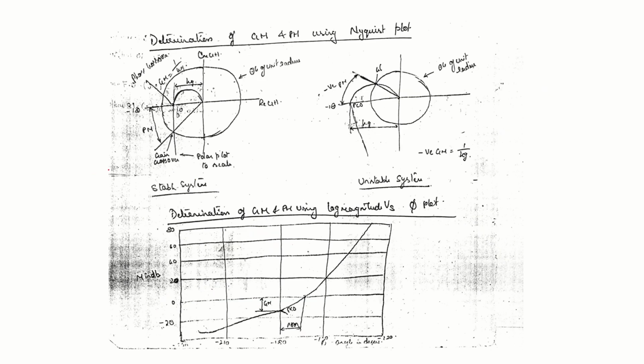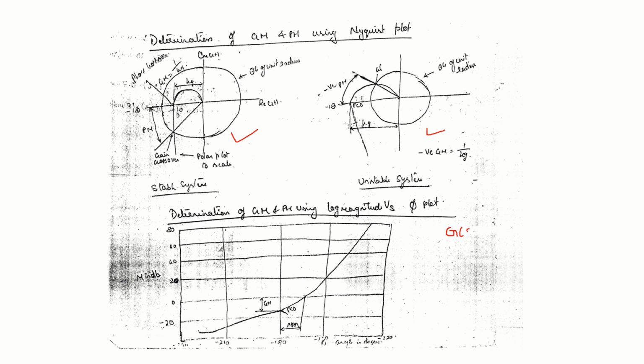So I have already told you how to find gain margin and phase margin using Nyquist plots. There is one more plot, what we call magnitude in decibel versus phase angle plot. That also we can draw and find gain margin and phase margin. How to draw this log magnitude versus phase angle plot?